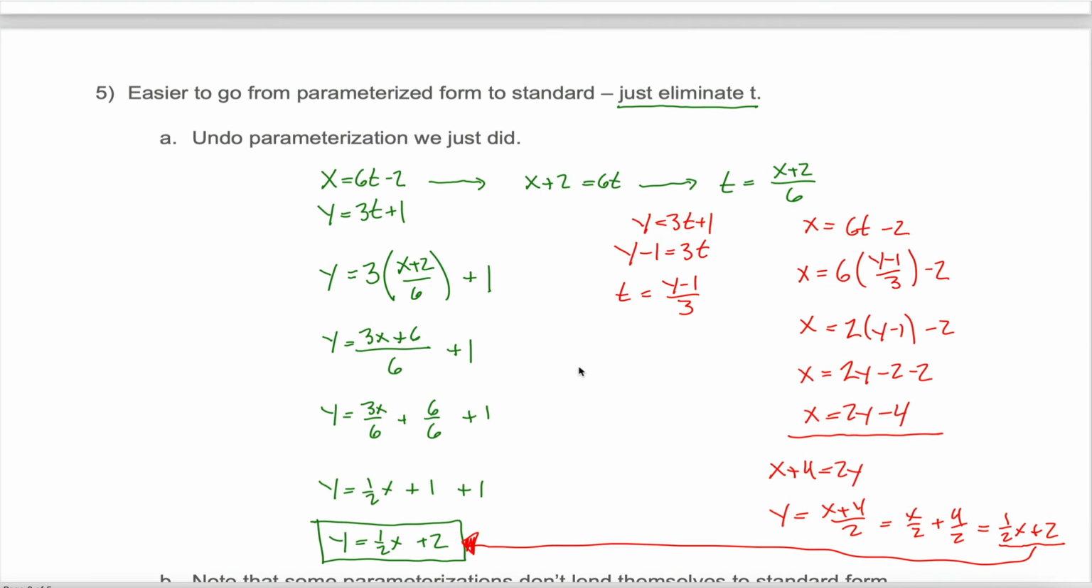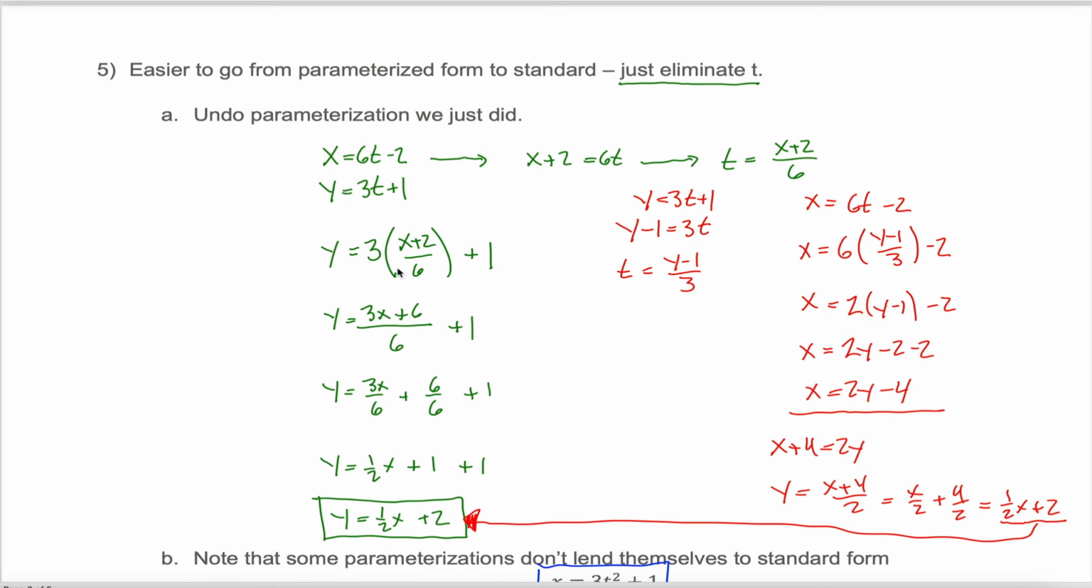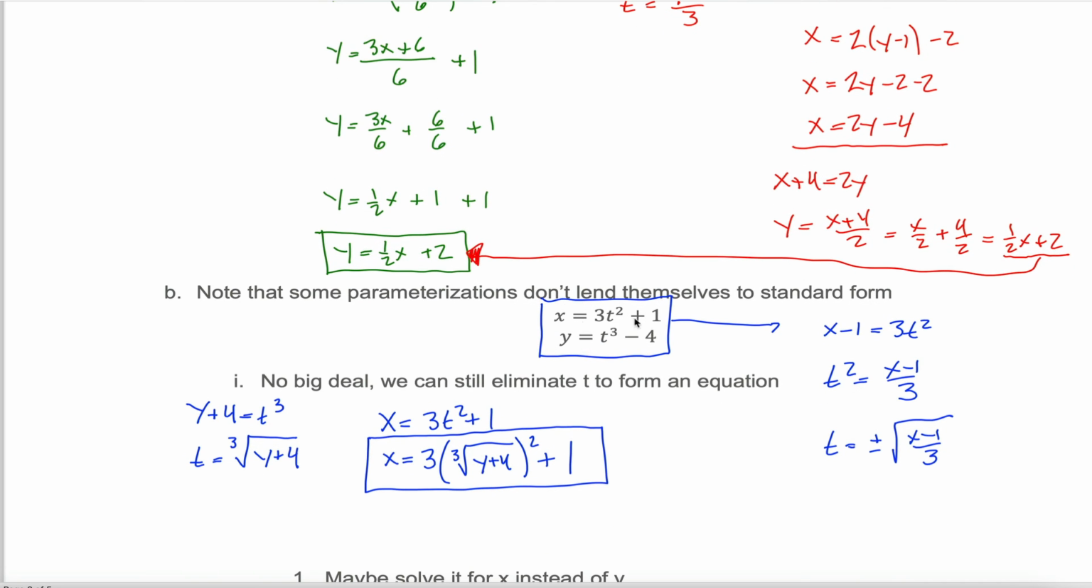If you have the parameterized form and you want the standard form, it's as easy as just substitution. Solve one of your equations for the parameter, plug it into the other equation. As long as both of your parameterized equations are really simple, that will always work and you'll have lots of freedom. Sometimes you'll see cases where the equations are a little bit more complicated, but really that's not that big of a deal. Just take the one that you can solve for t and solve that one for t. That's how you go from parameterized form to standard form.